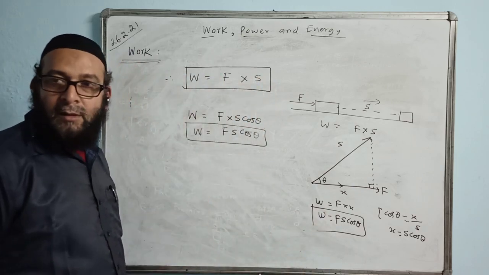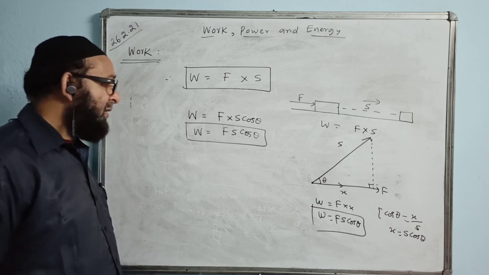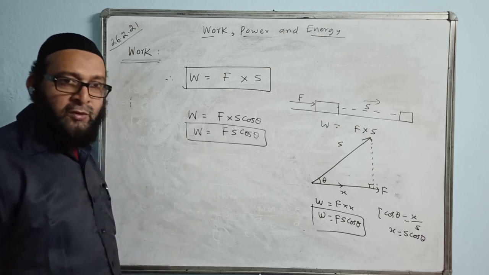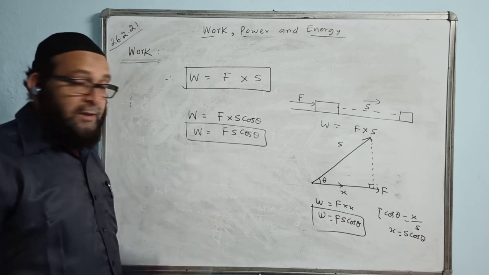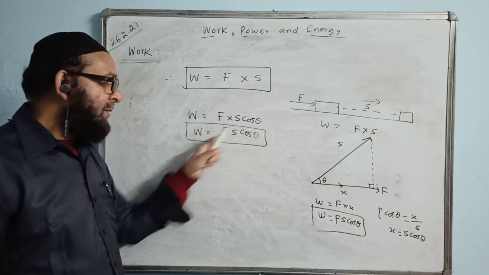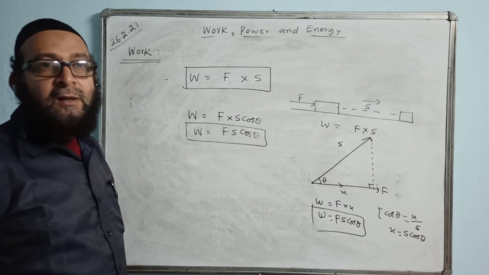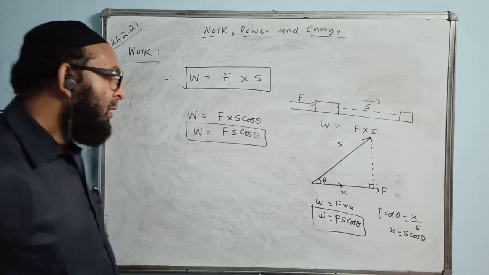This is the formula. Then this work done by a force depends on 3 factors. What are those 3 factors? It depends upon the magnitude of force, it depends upon the displacement, and it depends upon the angle between force and displacement. These 3 factors affect the amount of work done by a force.